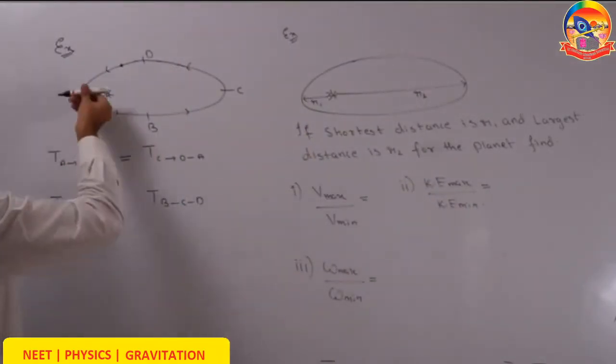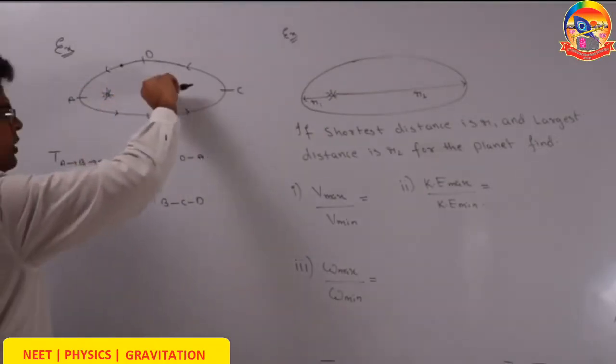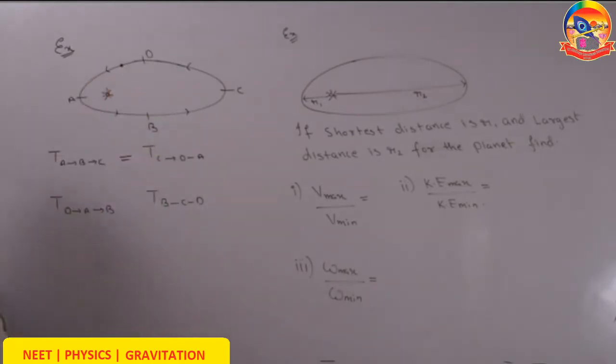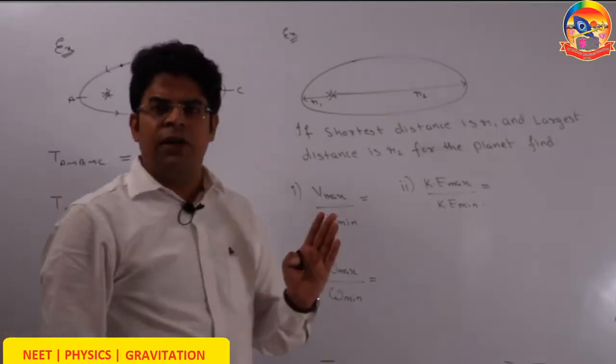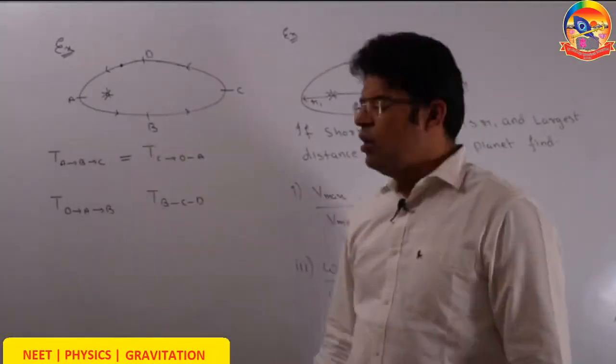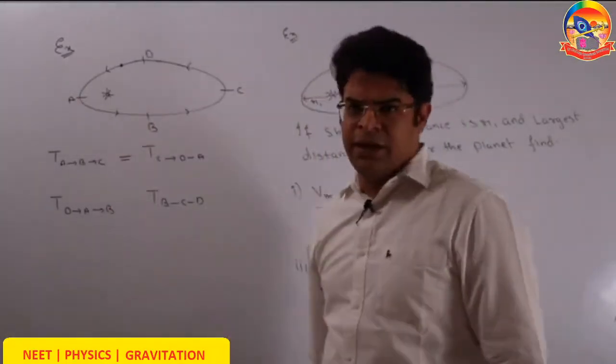Why? If we look at the area swept from A to C, it is half of the ellipse. If we look at the area swept from C to A, it is also half of the ellipse. Since the area swept is the same, we can say the time taken is the same. Moreover, you can say this from the symmetry perspective.